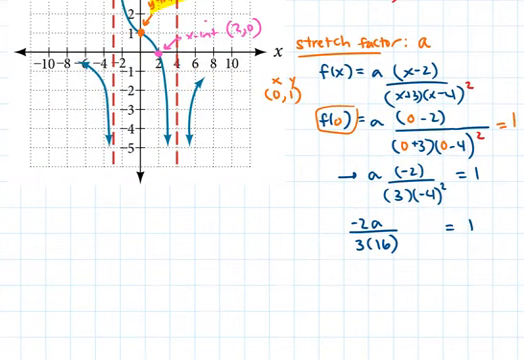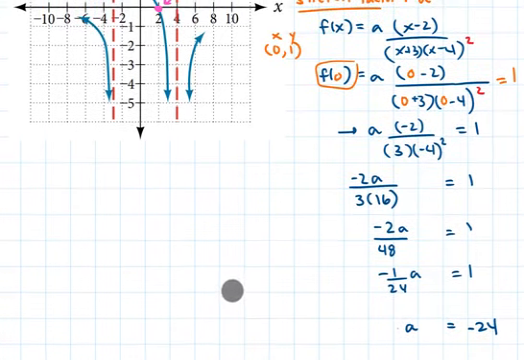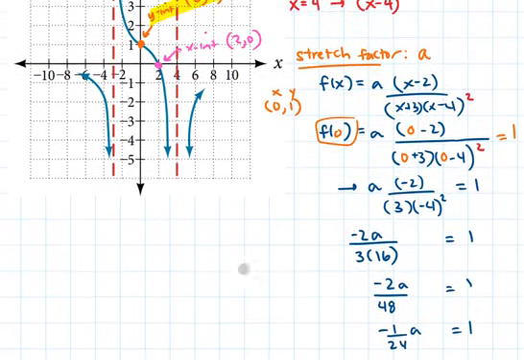So if we're going to clean this up, what do we have? Negative 2 over 48 with an a. If you'd like to reduce it, we have negative 1 over 24a equals 1. And solving for a finally, multiply by the reciprocal, we get a equals negative 24. So we're almost there. That is our stretch factor.